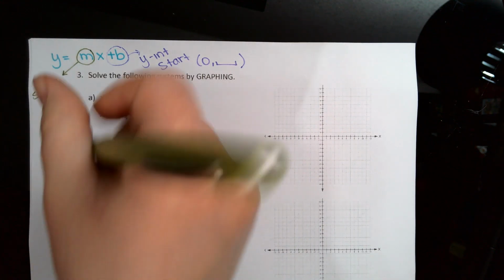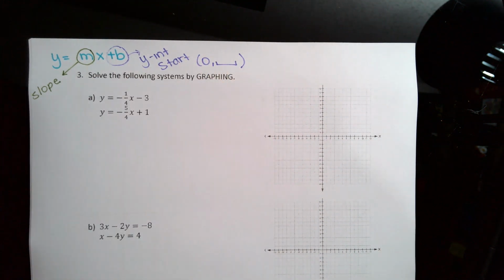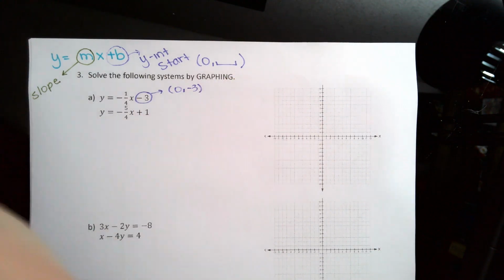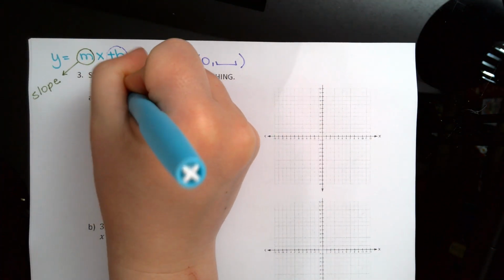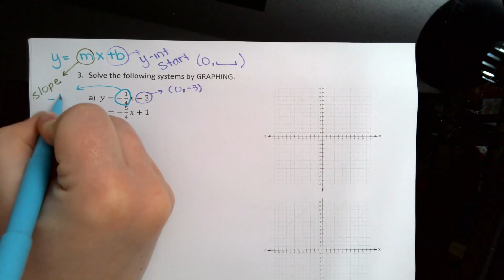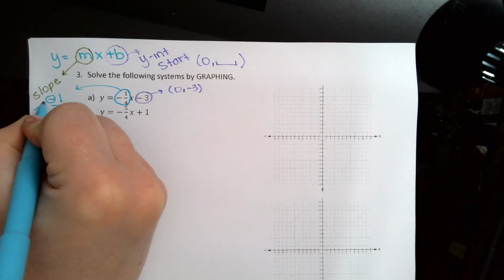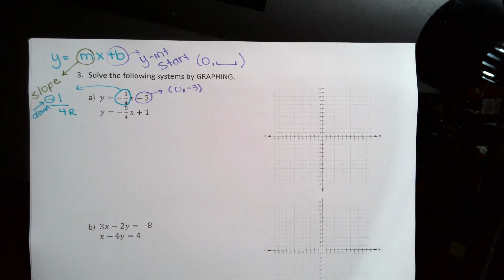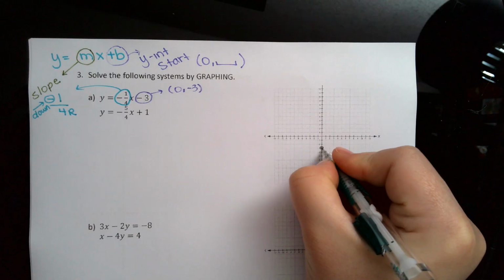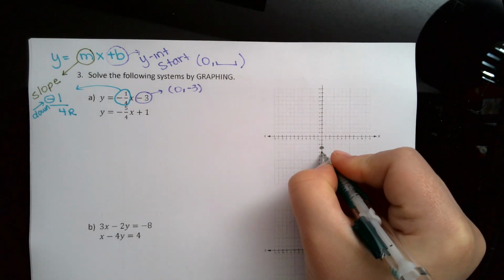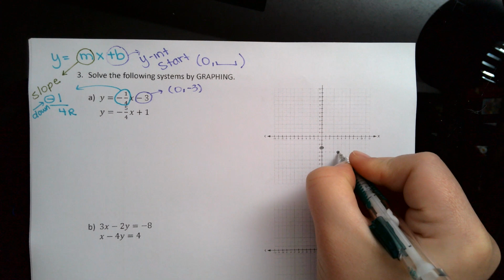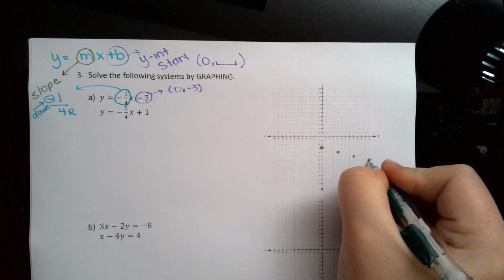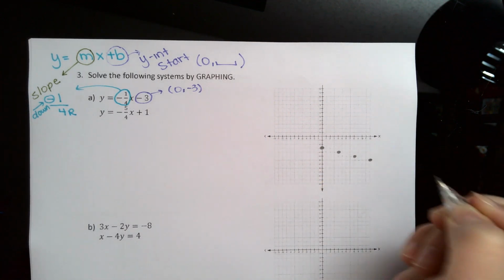So here, let's do our first one. We got a start at 0, negative 3. We got our slope at negative 1/4. So negative means we're going to go down, and 4 is to the right. I'm going to switch to pencil just in case. So let's find a negative 3 on our y. Then we're going to go down 1, to the right 4: 1, 2, 3, 4. Down 1, 1, 2, 3, 4. Be careful on the graphing, especially here. It's really difficult to see.